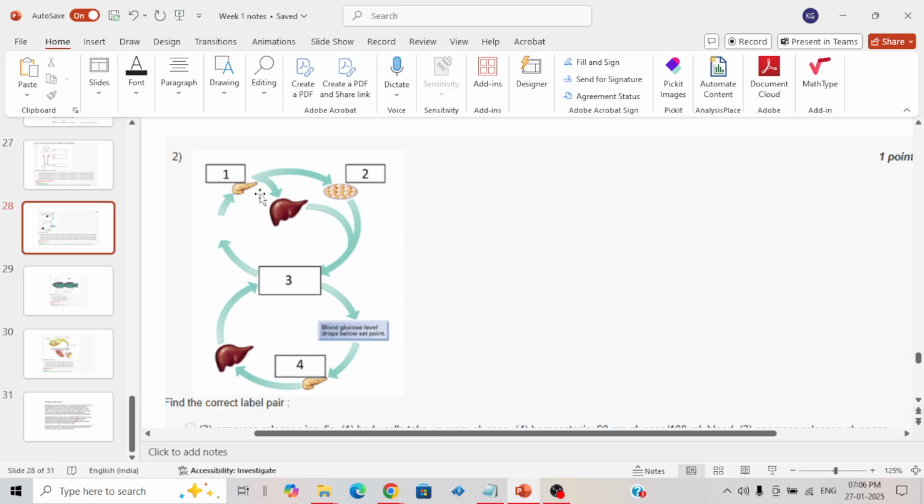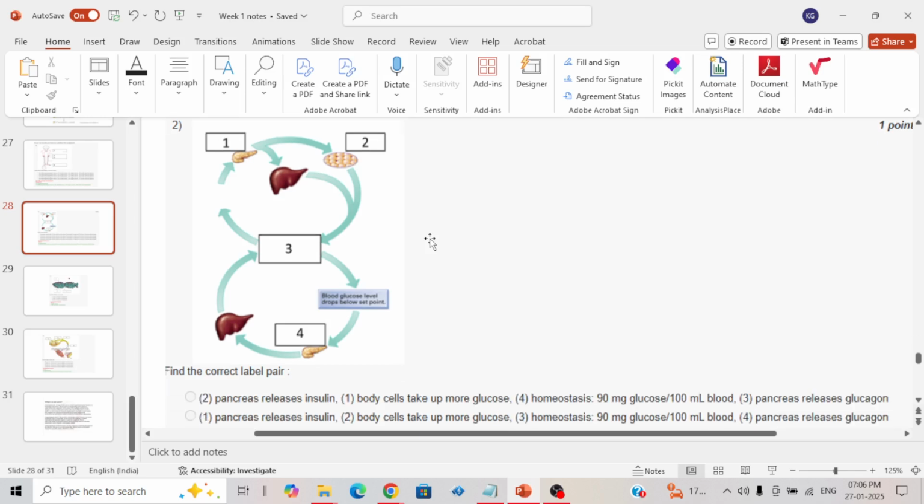So one is the organ which is marked. What is it? The pancreas, which takes in glucose. Yes. And two is the cells taking in the glucose. Right. Third is the blood glucose level, which is 90 milligrams per 100 ml, or you can also say per deciliter. And the fourth is the pancreas releases glucagon. Yes, glucagon. It is a hormone.